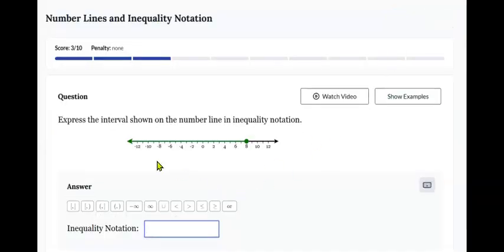One more time. Express the interval shown on the number line in inequality notation. So inequality notation uses these inequality symbols here. Looks like I can be anything that's less than 8. So x can be anything that's less than or equal to 8. The circle is solid, so I use the equal to sign.